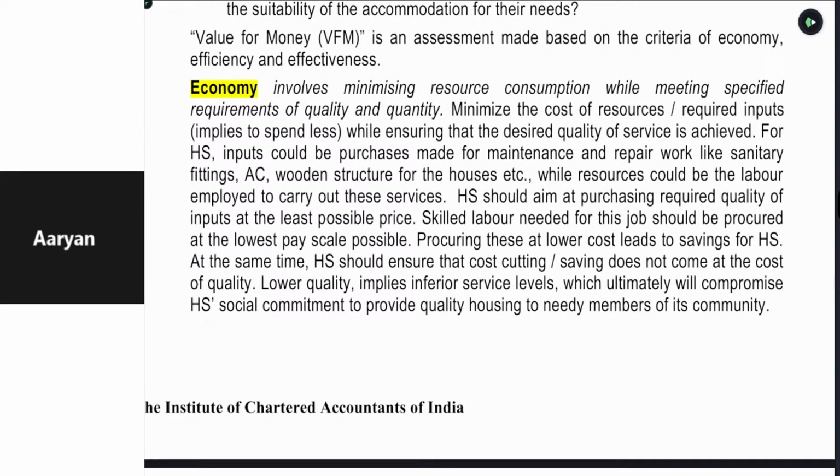Please read out very carefully, beta, and try to learn the art of writing the answer.